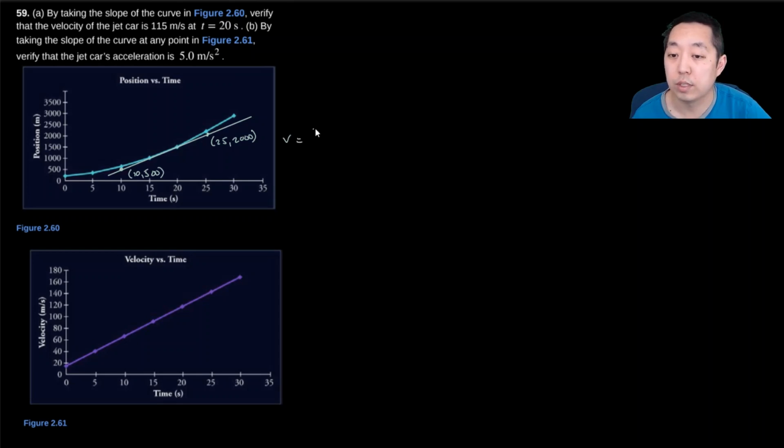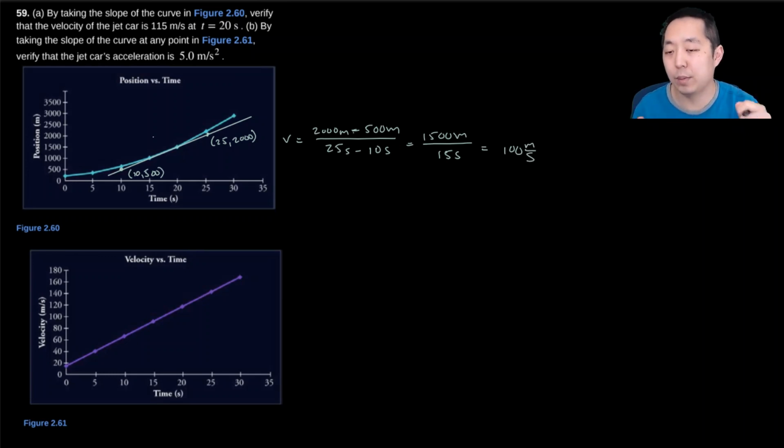So we would say it's 2,000 meters minus 500 meters divided by 25 seconds minus 10 seconds. And so that's 1,500 meters over 15 seconds. And so I got, in this case, 100 meters per second, but that's probably because I didn't quite get it. If I had it on paper and I had a ruler and stuff, maybe I could make it exact. Maybe the slope's a little flat. Maybe it should be a little bit steeper. But that's the basic idea.